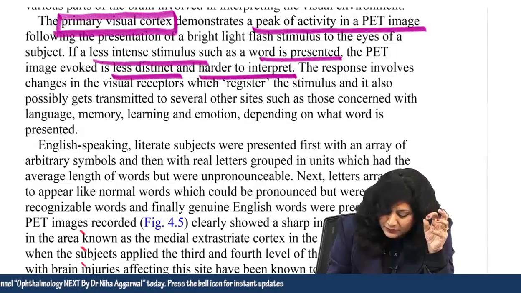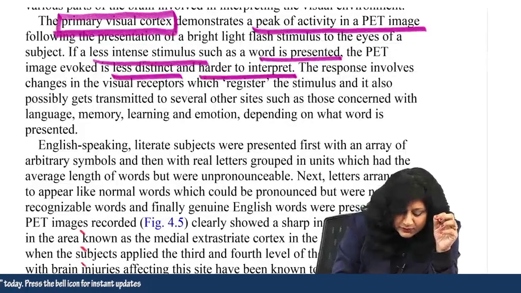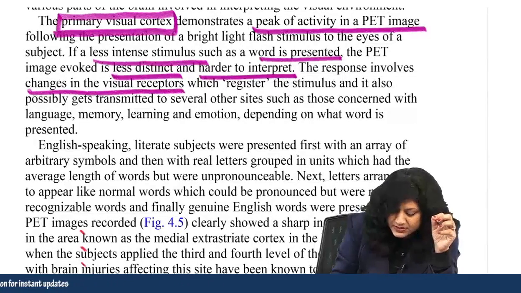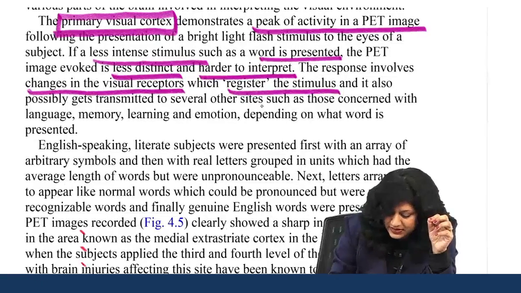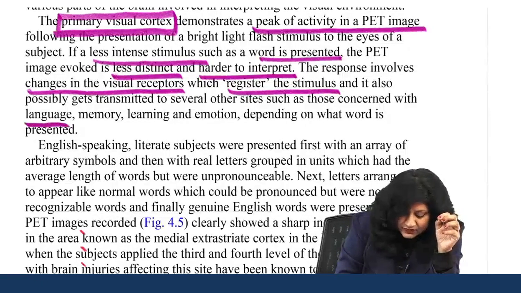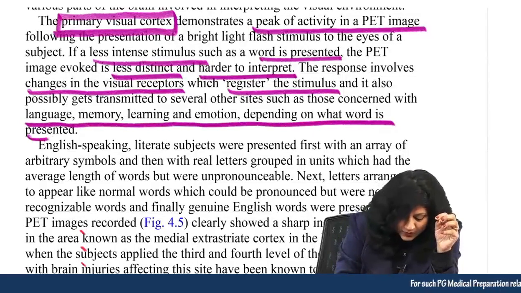But if you are getting the high intense image, the response involves the changes in the visual receptors which registers the stimulus and also possibly gets transmitted to several other sites which are concerned with the language, memory, learning, emotion, depending on what the word is presented.